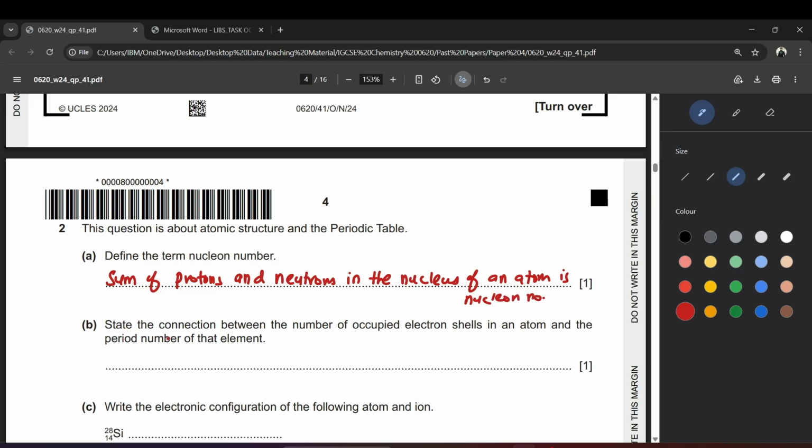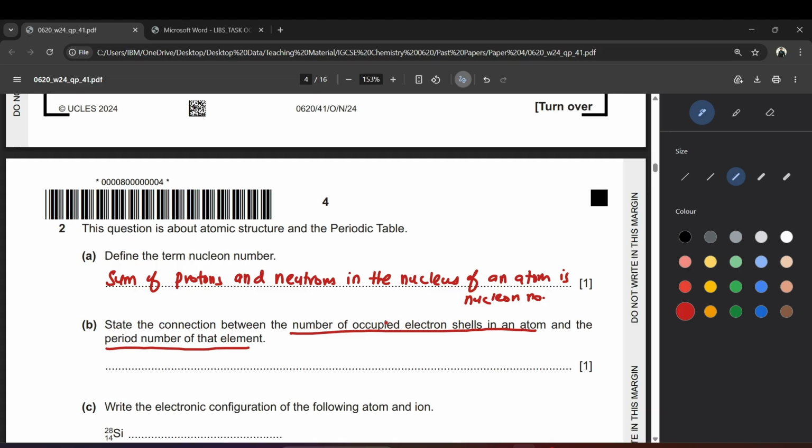Then it says, state the connection between the number of occupied electron shells in an atom and the period number of that element. So in short, it is asking what is the relationship, what is the connection between the period number and the number of occupied electron shells. So we know that the period number of an element represents how many occupied shells there are.